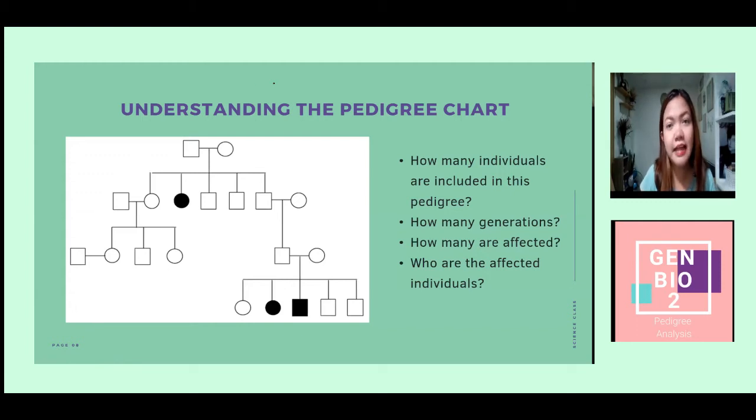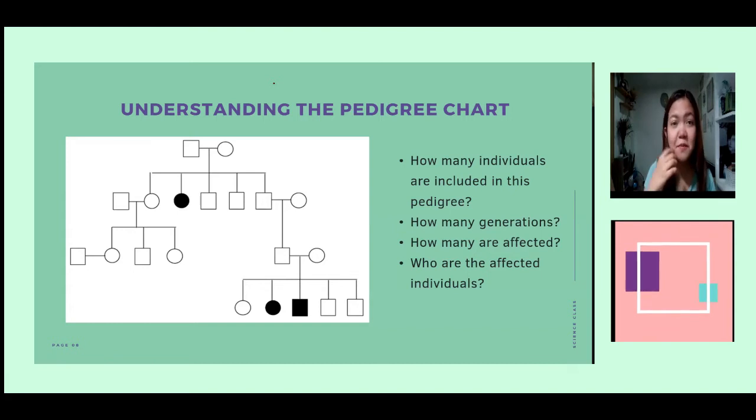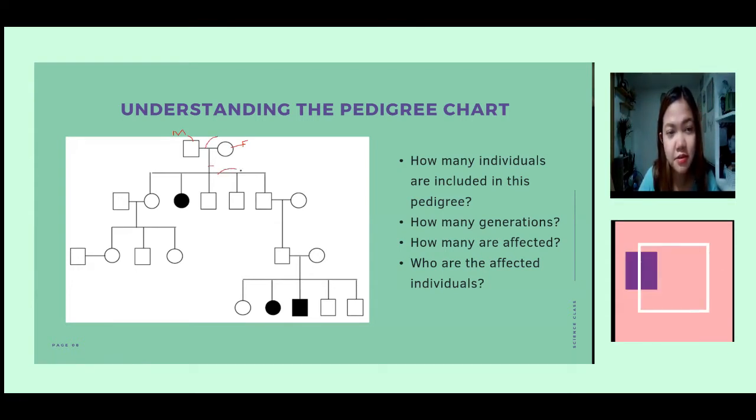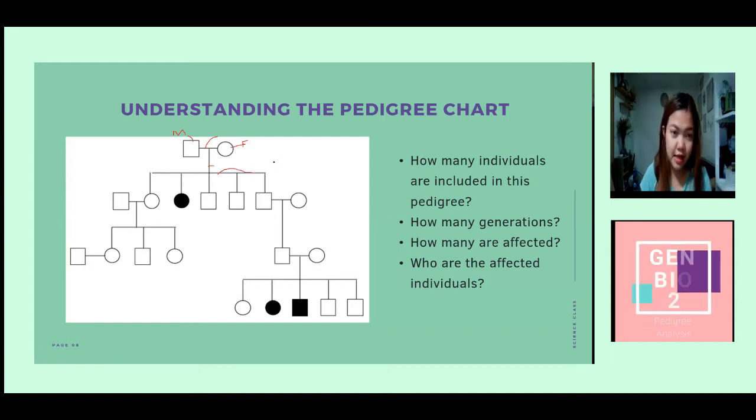Okay, so understanding the pedigree chart. Knowing the symbols, we'll be able to understand the pedigree chart. As a review, the circles here are female and the squares are male. This is the mating line and this is the sibship line. The shaded ones are affected and the unshaded are the unaffected individuals.